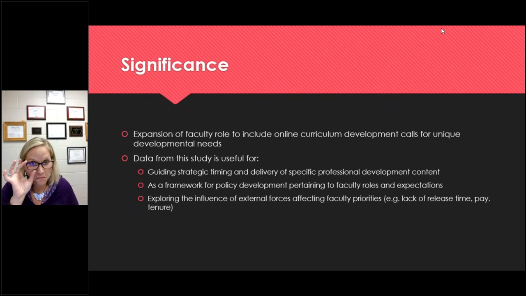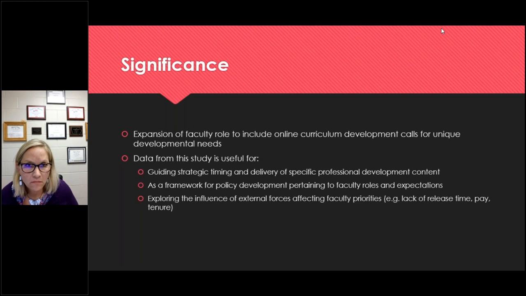So, study significance. Basically, there has been quite a bit of expansion in traditional faculty roles with the advent of online learning. There is not essentially a role that encompasses lecture-only, in-class, face-to-face education anymore. There is almost always some sort of online or virtual component to a faculty member's workload. That has implications, especially when most faculty members are subject matter experts. They've not been formally prepared as educators necessarily.